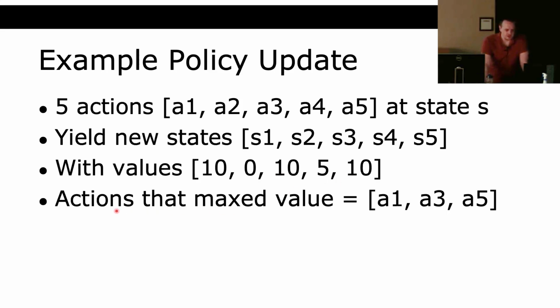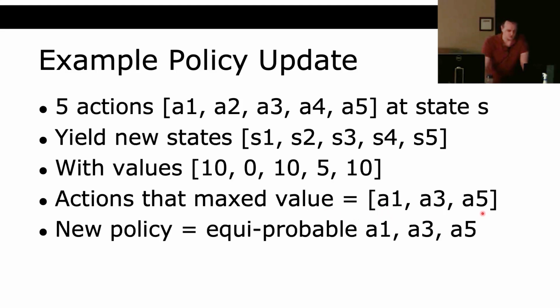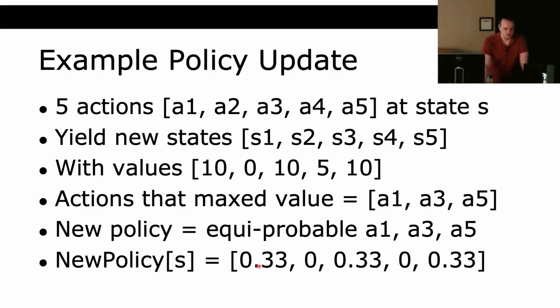So the actions that maximize the value are actions A1, A3, and A5. So that means for our new policy, we want to equiprobably select from actions A1, A3, and A5 because they led us to maximums. And otherwise, all the other actions are going to be zeros. So our new policy is going to be 0, 1/3, 0, 1/3, 0, 1/3. Does that make sense?